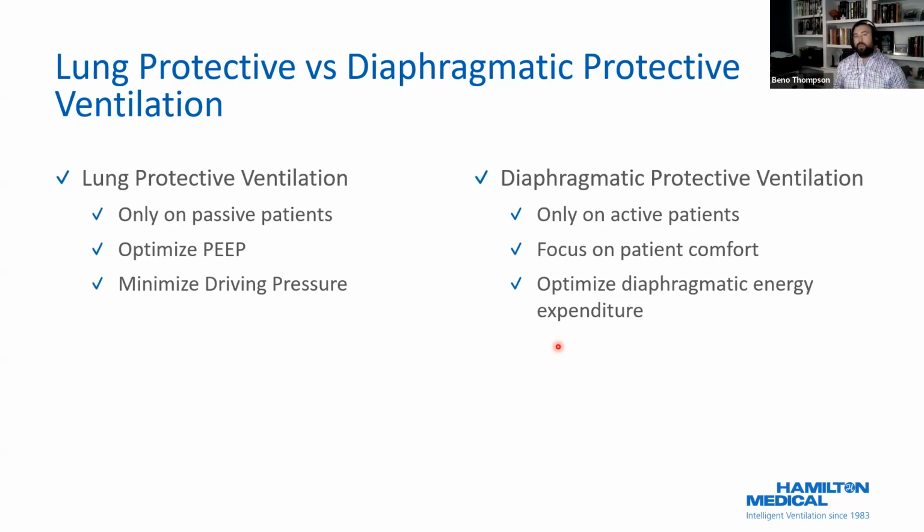There's no, oh, I want this patient to have 6 per kilo. If they want 8 per kilo, they're going to destroy their diaphragm getting it if you don't give it to them. So just give it to them. And what you want to do is ventilate them so that they're utilizing the least amount of energy to ventilate themselves with their diaphragm. Okay.